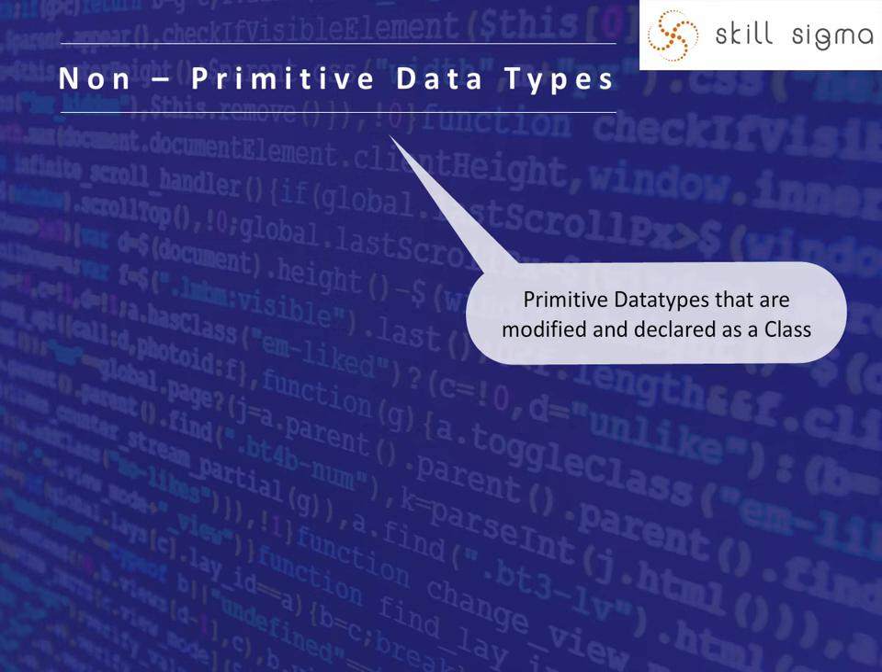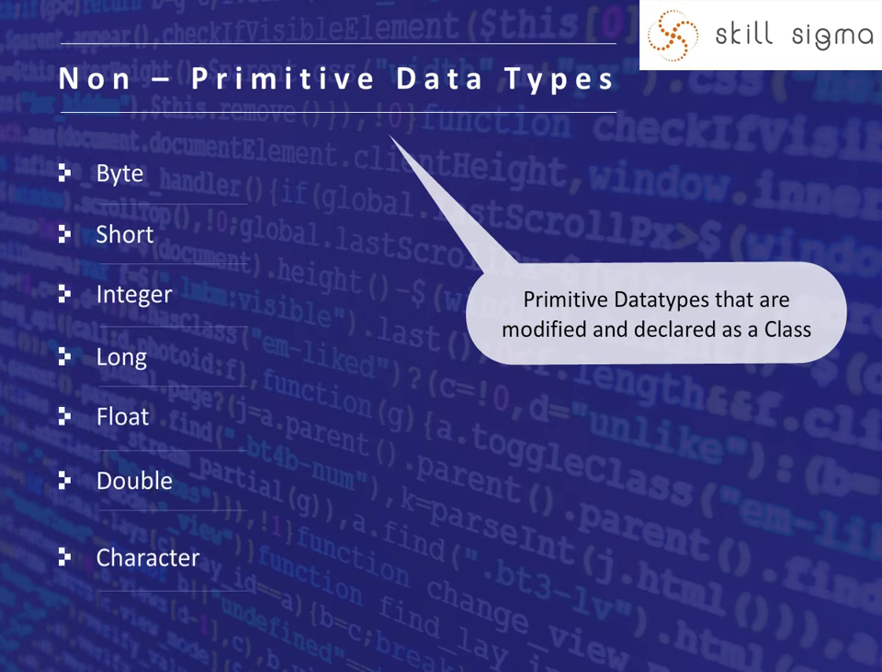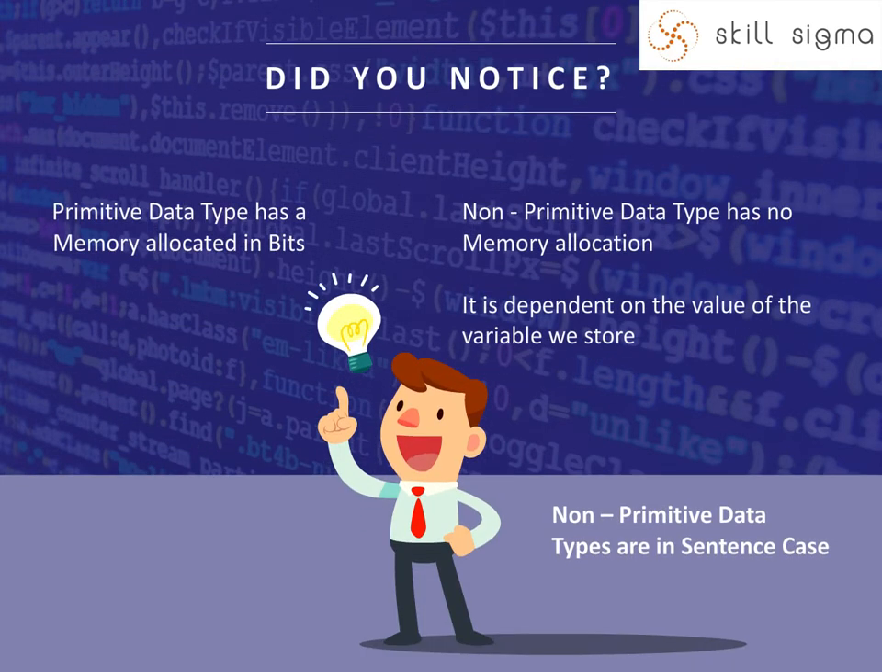If I declared a class based on primitive data types and modified them to become a class, they are modern or non-primitive data types. These non-primitive data types eventually become constant classes of Java. They are no different from the primitive data types. There is an integer, there is a float, there is a long, there is double, character, string, boolean, and byte. But if you notice, the non-primitive data types do not have a fixed memory allocation. At the same time, they are in a sentence case, which means that the first alphabet of the word is in uppercase.